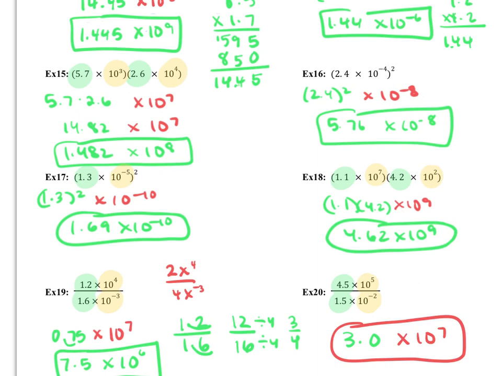Okay, so on example 15, you do 5.7 times 2.6, and you get 14.82. 10 to the third times 10 to the fourth is 10 to the 7th. So it looks like the answer should be 14.82 times 10 to the 7th. Right now, my decimal is here between the 4 and the 8, and it's 7 steps away from the finish line. But wait, it's not at the starting line. The starting line is here. Back up 1 step. So when we back up the decimal point by 1 step, it's now 8 spaces away from the finish line. So in scientific notation, it's 1.482 times 10 to the 8th.